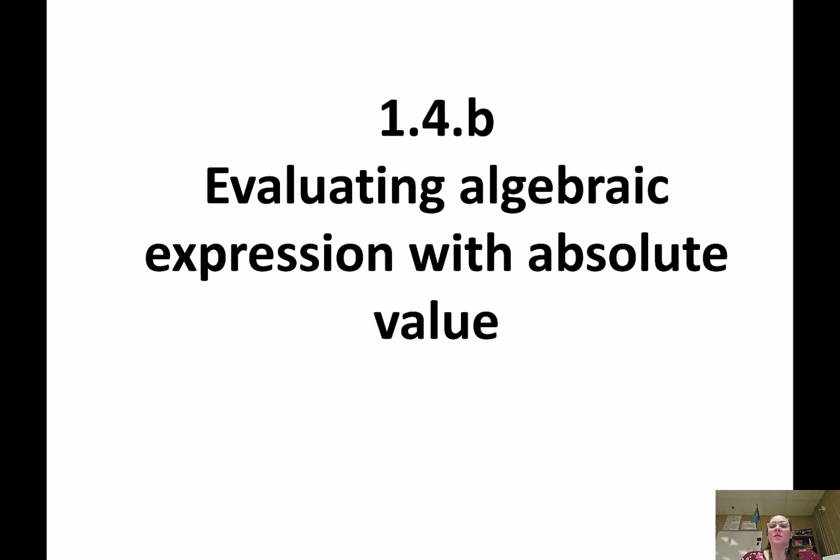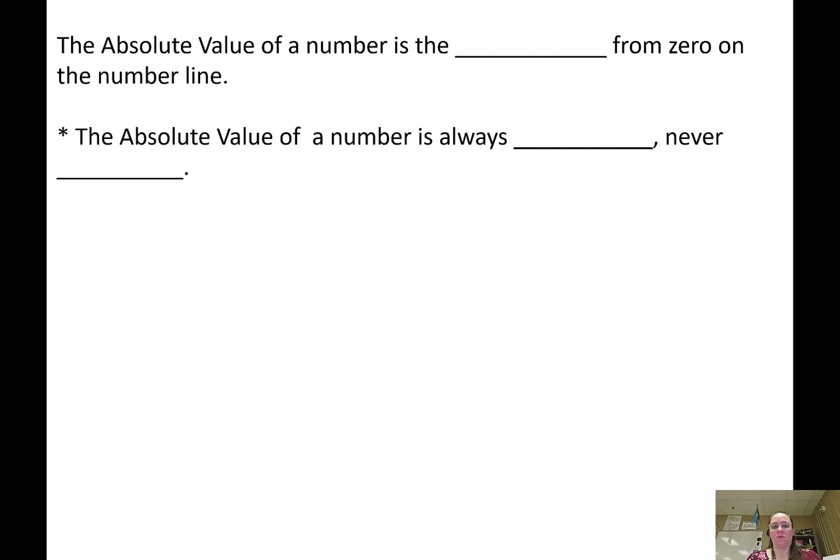Right, good morning. Let's talk about evaluating absolute value expressions. So first off, let's talk about what the absolute value is. Remember, the absolute value is the distance from zero on the number line. So this is how far away from zero a number is. Because of this, absolute value is always positive and never negative.